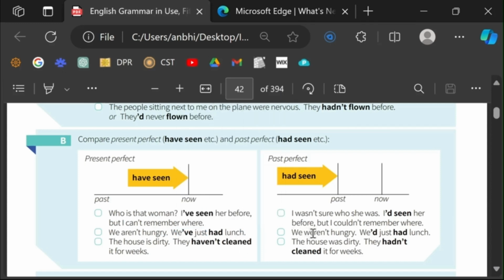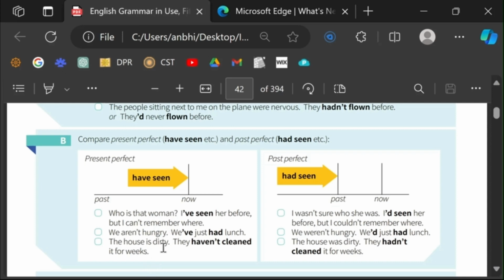Now this one, we weren't hungry. This is in the past. In the past, we were not hungry. And something happened before. We had just had lunch. So this becomes had. Yeah, we had lunch. We had just had lunch. So you see the difference here is the same situation, but this happened before the present, and this happened before this past action.